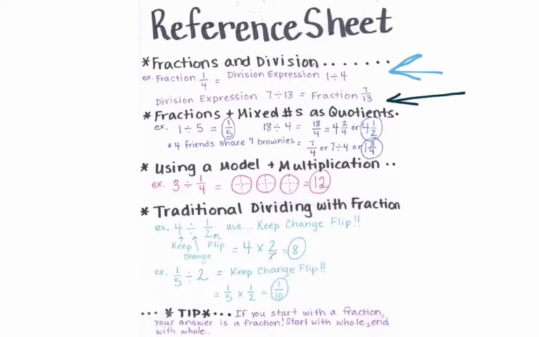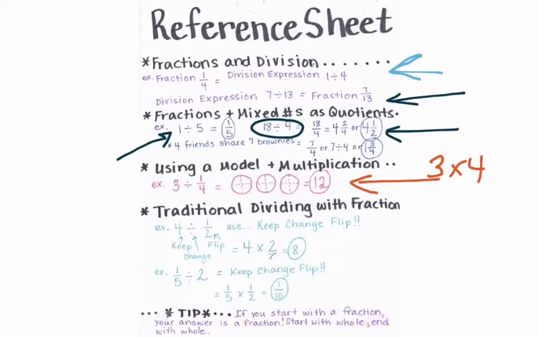Then it starts to do what your quotients will look like, right? Your answers. If it's just a fraction like this, your answer will be a fraction. But if your problem is something like this, your answer will be a mixed number. So knowing that your answers can be a fraction or a mixed number for any of these problems. Then down below, we moved into using a model and counting, or using multiplication. We sort of flipped this and we did 3 times 4, right? We used multiplication to count all the little spots and divide them up with the model.